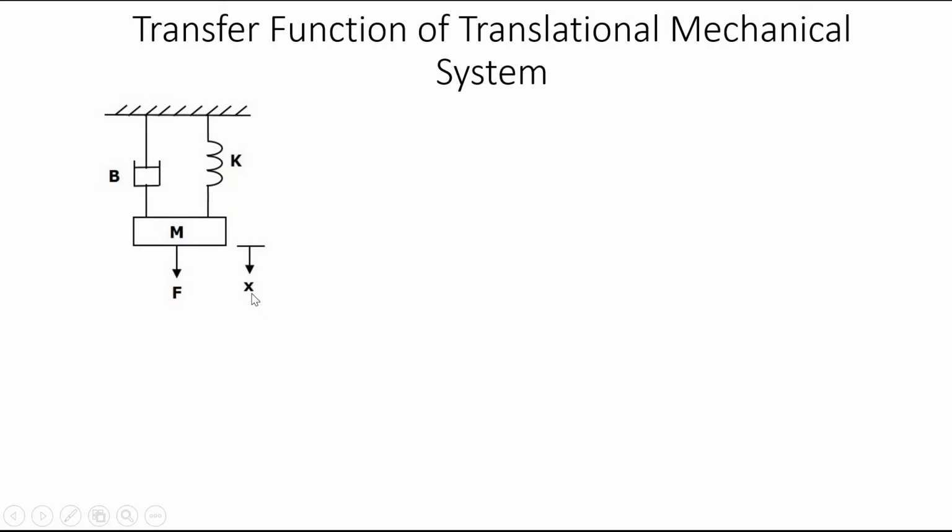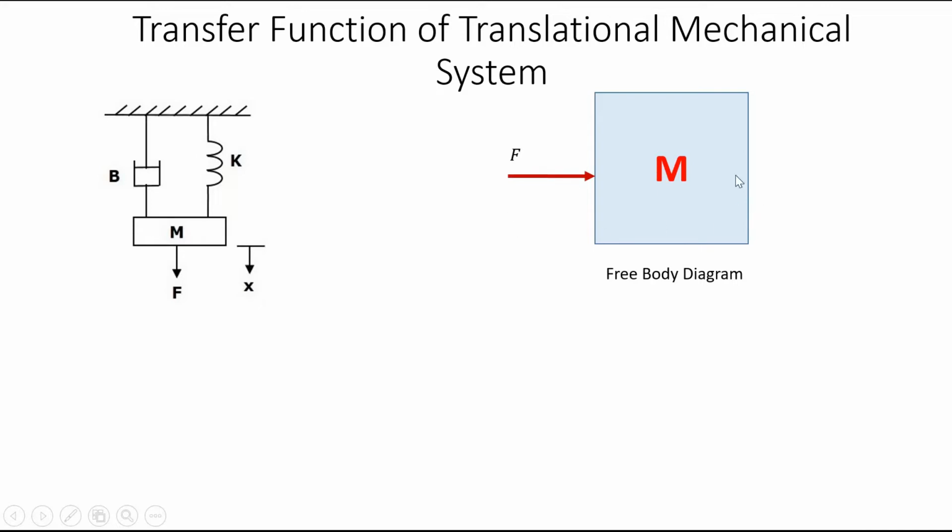Transfer function means X of s by F of s, output by input. First, in order to find the force balance equation, we have to draw the free body diagram of the mass m. In the free body diagram of m, we first mark the applied force. The applied force is only F. F is applied on the mass, and the opposing forces are due to this m, this b and this k. This end is fixed.